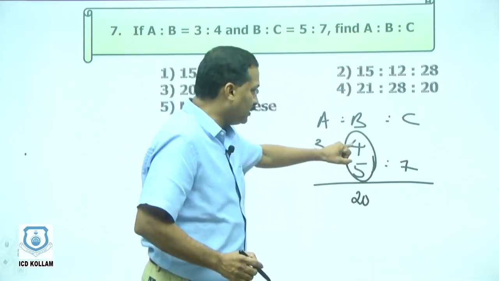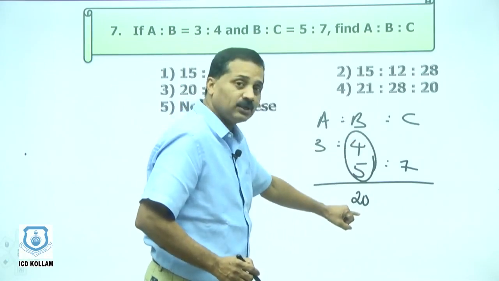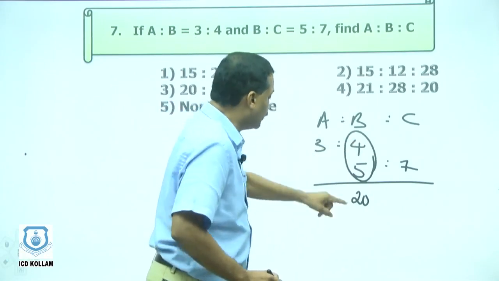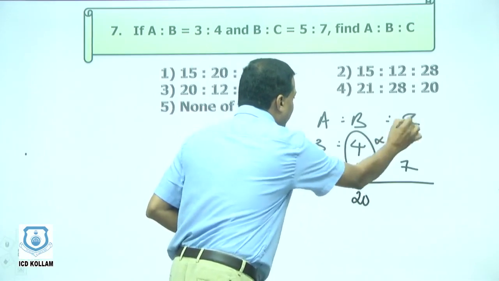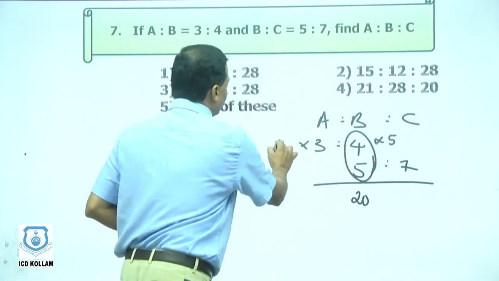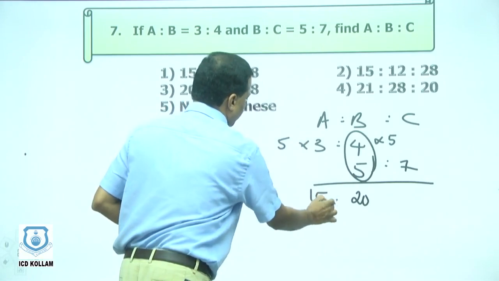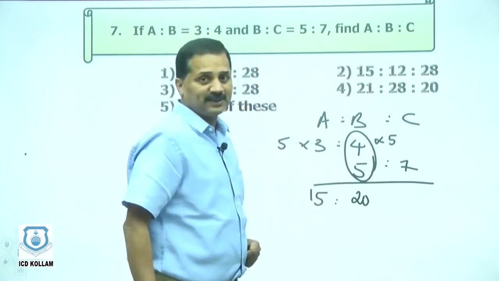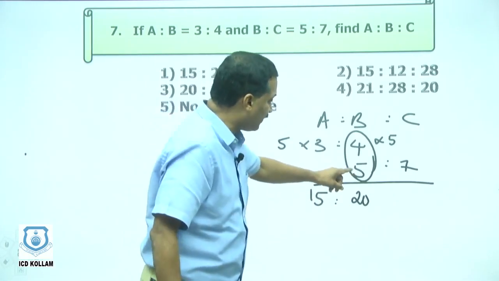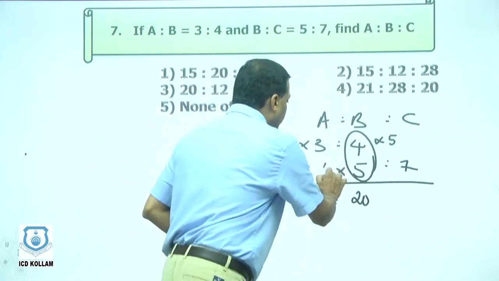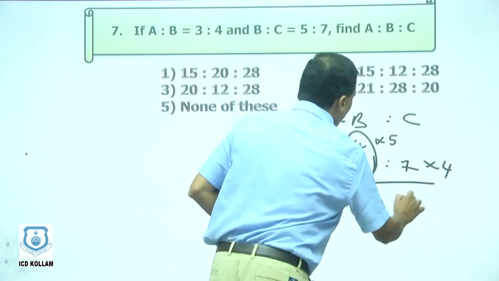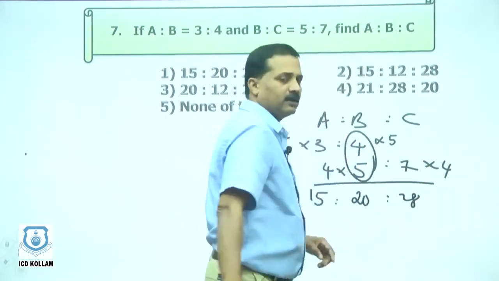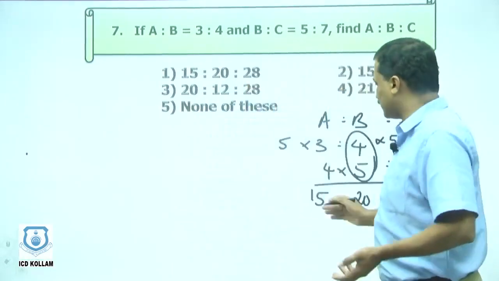Look, what was B's value here? 4, but I wrote it as 20. How did I convert 4 into 20? I multiplied by 5. So multiply this side also by 5, it is 15. What was B's value in the second case? 5, but I wrote it as 20. How did I convert 5 into 20? I multiplied by 4. So multiply this side also by 4, 28. This is how we can do this question.